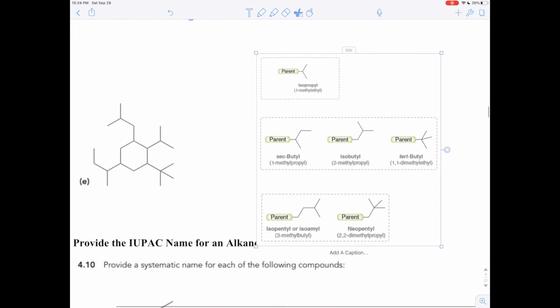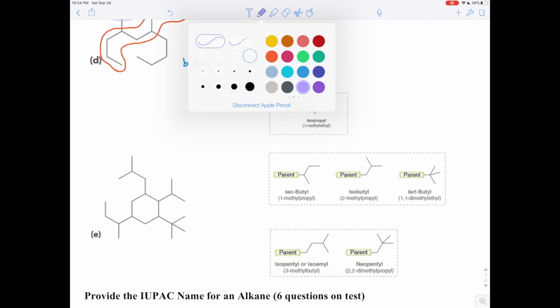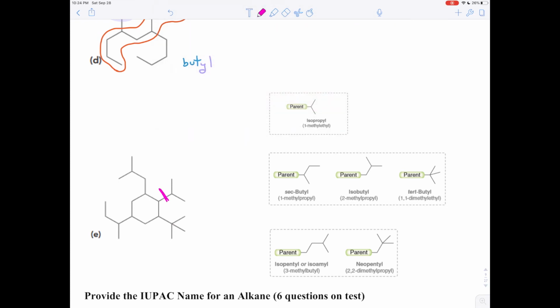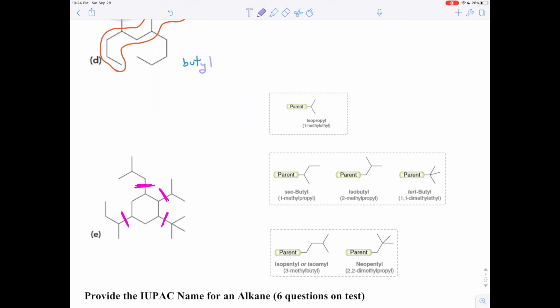So then we go to the next one, E, the last one, which we're recognizing these strange branches. Whenever you have a ring and branches, always separate them in your mind. Never cross from the ring to the branches. Ask yourself, how many carbons are in the ring? Here we have 1, 2, 3, 4, 5, 6.